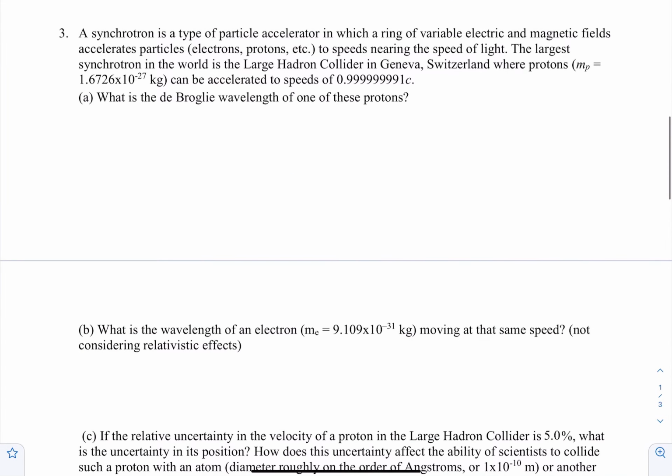Number 3, a synchrotron is a type of particle accelerator in which a ring of variable electric and magnetic fields accelerates particles to speeds nearing the speed of light.